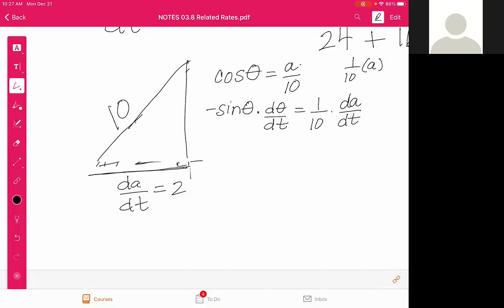Okay, now you're going to plug in everything you know. All right, so let's work right to left, just for fun. So I know dA dt is 2 times 1/10. I'm looking for d theta dt, so that's going to stay unknown. How am I going to do the sine of theta? It'll be negative because there's a negative sign right there.